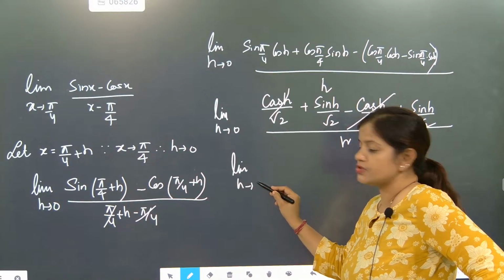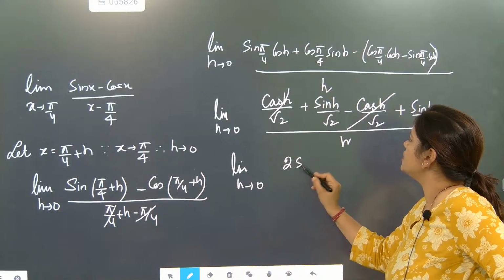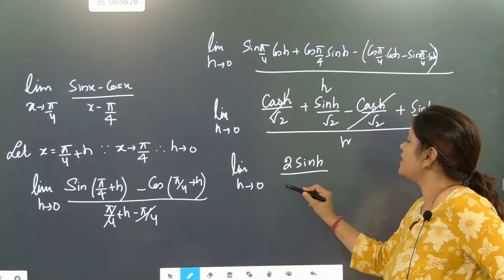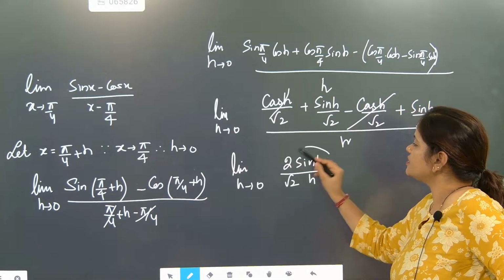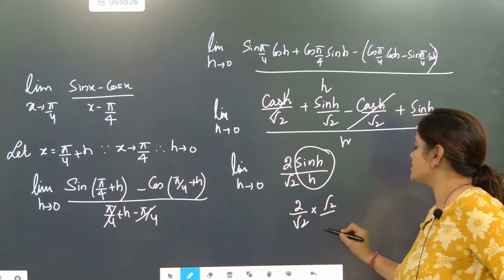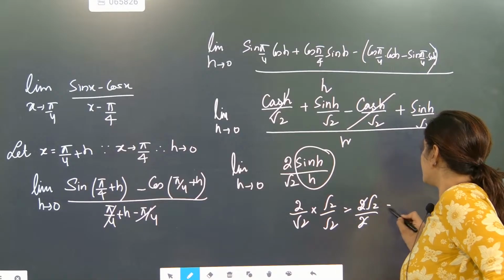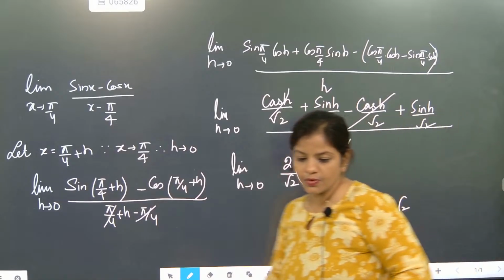So sin h with h tends to 0 will be there. It will become 2 sin h by root 2 by h. Now because sin h by h part will become 1, 2 by root 2 we can rationalize, so that the denominator part is away from root. So the answer will be coming as root 2. I hope you might have understood.